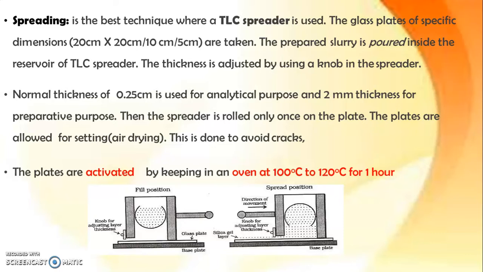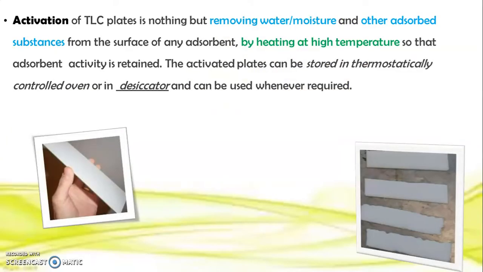The plates are allowed to set by air drying. This is done to avoid cracks. The plates are activated by keeping in an oven at 100 to 120 degrees for 1 hour. The activation of a TLC plate is nothing but the removal of water or moisture and other adsorbed substances from the surface of the adsorbent by heating at high temperature, so that adsorbent activity is retained. The activated plates can be stored in a thermostatically controlled oven or in a desiccator and can be used whenever required.